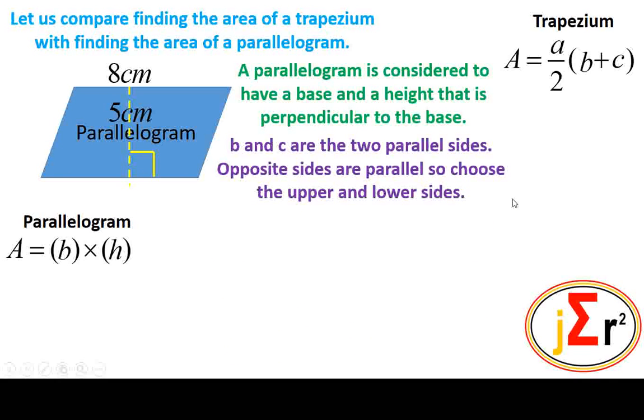B and C, as we have here, are the two parallel sides. This is the formula for finding the area of a trapezium. Finding the area of a trapezium, it does not matter what symbols we have here. All that we need to know is that the two that are added within the brackets are the two parallel sides. And of course, A will be the perpendicular distance between the two parallel sides.